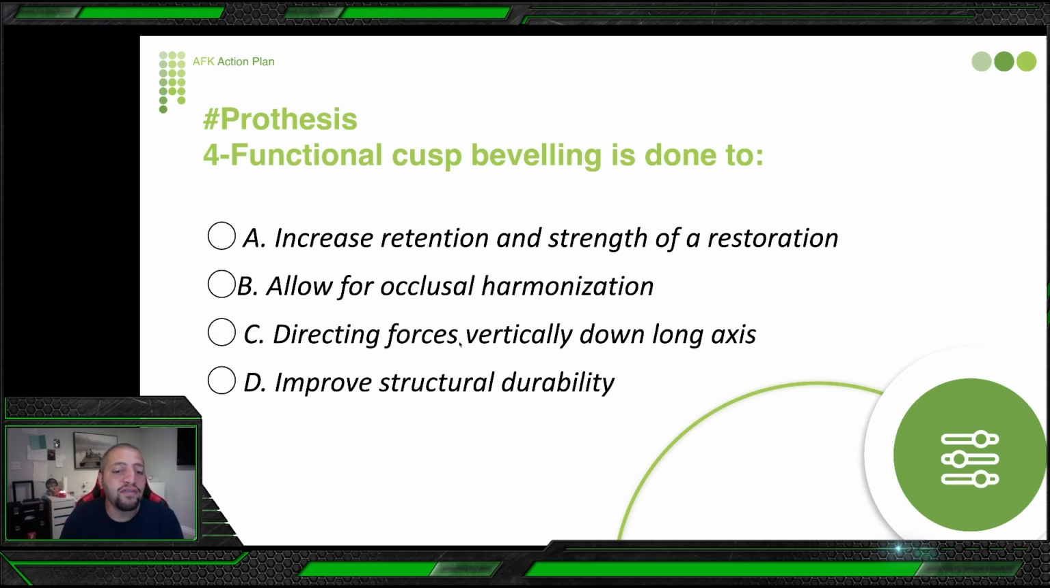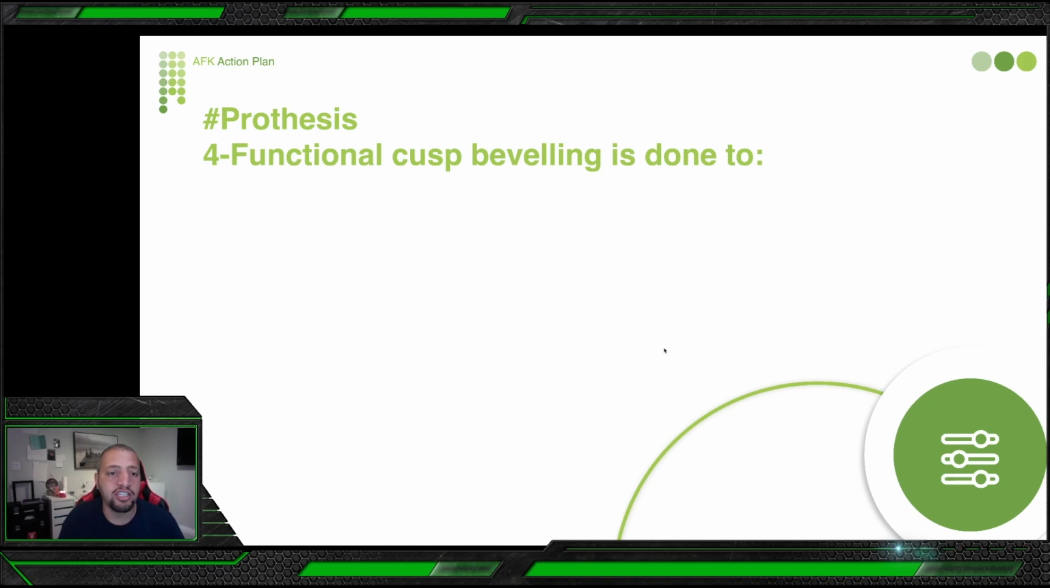And then directing the force vertically down the long axis. This has nothing to do with functional cusp beveling or fixed restoration. This has to do with removable partial dentures, where you have the component of the clasp and other components. I don't want to waste your time here, but these other components direct the occlusal force vertically down the long axis, and this is important because if the forces are not coming in a parallel pattern to the long axis, it will lead to destructive forces over the abutment teeth. Anyway, let's speak about the functional cusp bevel here.